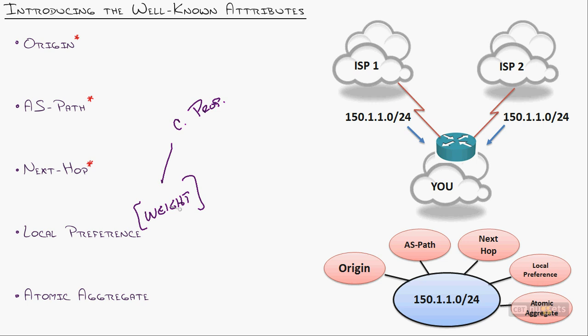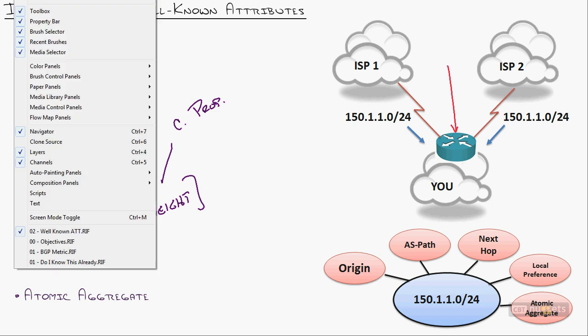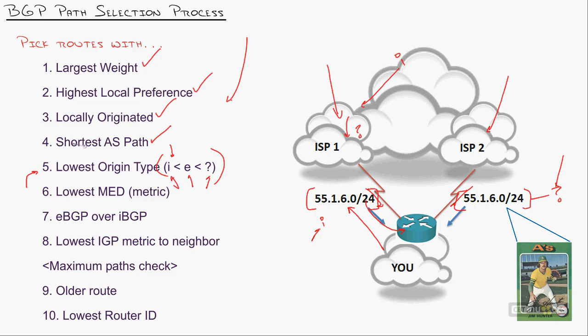It is a very simple way for us to identify on our router which one we prefer, right? Come back to this list with me. You saw the number one most powerful thing. Of course, Cisco would make theirs, right? Proprietary attribute. The most powerful way of picking a route is the one with the largest weight.